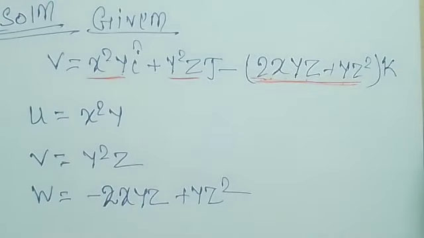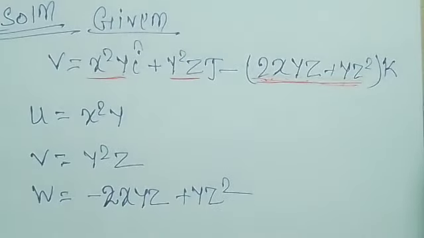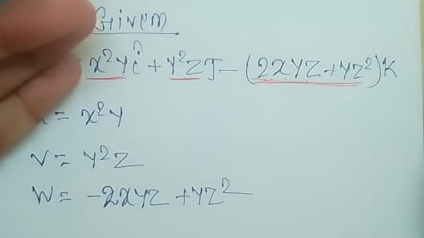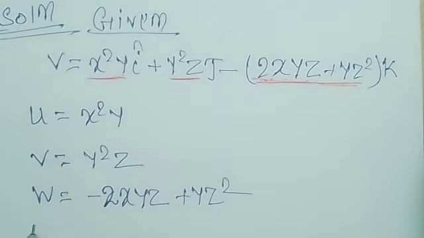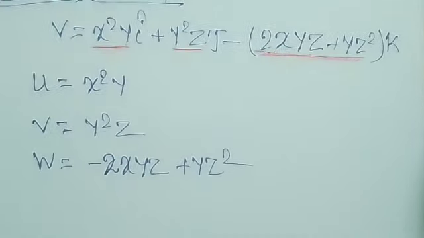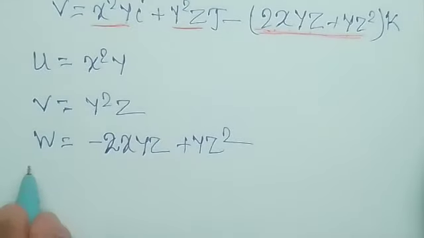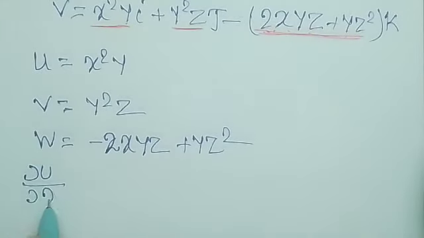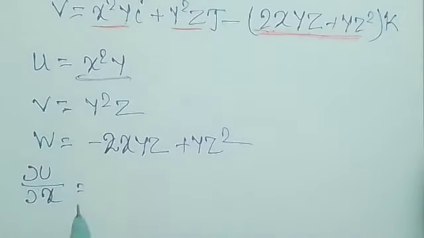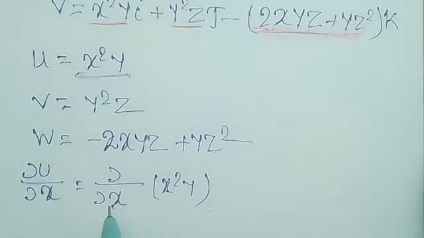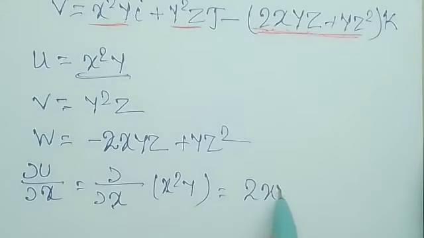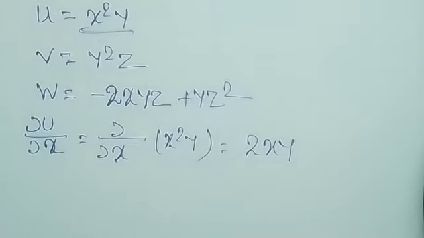So we have to prove whether it is a possible case of fluid flow or not. First of all, you have to find the partial differentiation with respect to x, y and z, right? So first I'm finding dou u by dou x. Let's differentiate this with respect to x. This is x square y, you're partially differentiating with respect to x, so it is 2xy. I hope you know the partial differentiation.